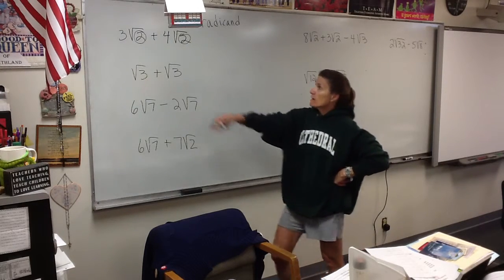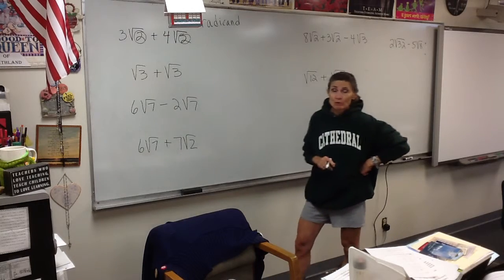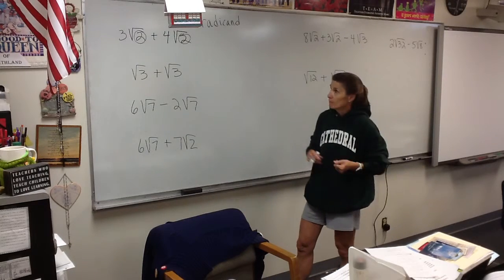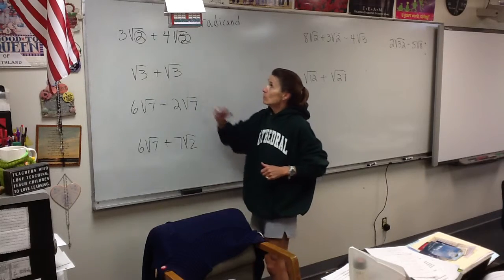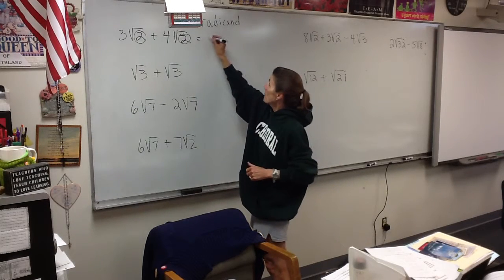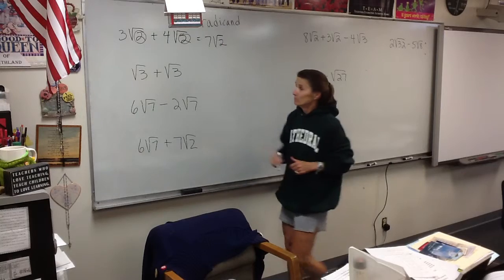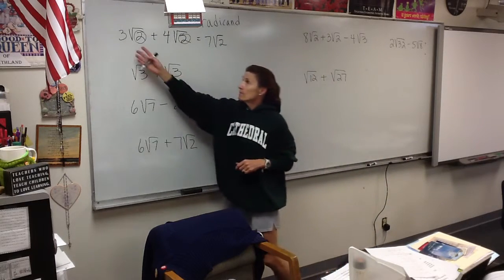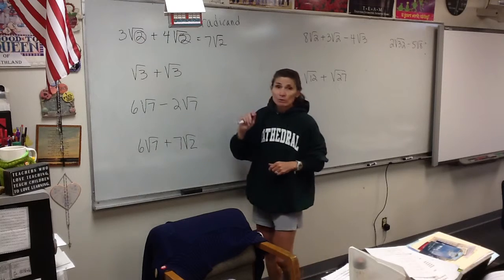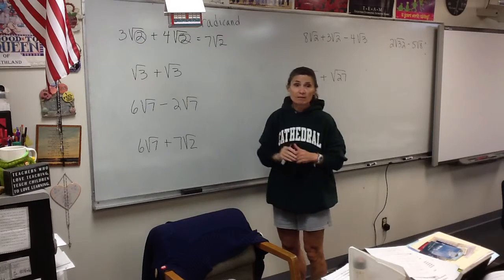In this case, we have a 3 root 2 and a 4 root 2. Guess what? They're both root 2's, so we can add them together. A 3 root 2 and a 4 root 2 would make 7 root 2. We don't change the radicand. We just have this many root 2's and this many root 2's, so altogether we have this many root 2's.